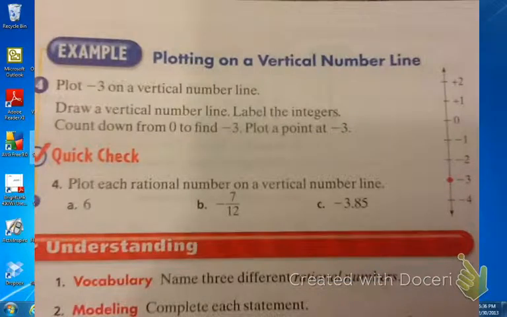Okay, the top of page 215 gives you another example of plotting on a vertical number line. Here it says plot -3 on the vertical number line. So you draw the line up and down, as shown over here to the right. Label the integers and count down from 0 to find this -3. Here's 0. And so down 1, 2, 3 would be -3. We're going to skip this plotting and look at the check your understanding.